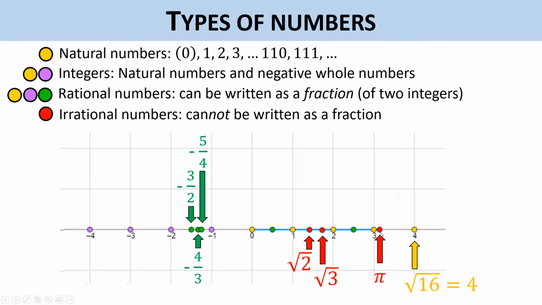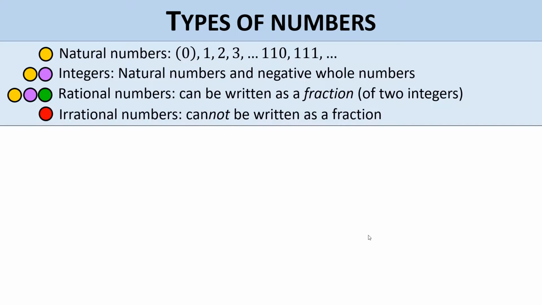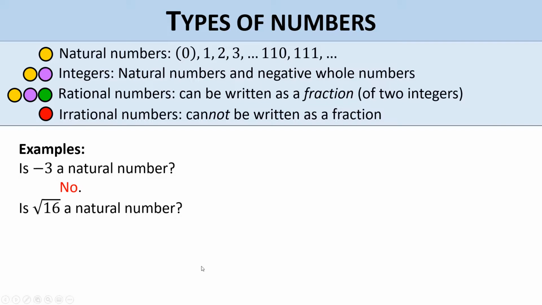So with these definitions, let's see if we can classify some numbers. Ask yourself the question first and then check if we both agree on the answer. Is -3 a natural number? No, it's not. If we count upwards from 0 or 1, we're not going to find -3. Is the square root of 16 a natural number? Yes, we've seen this actually.